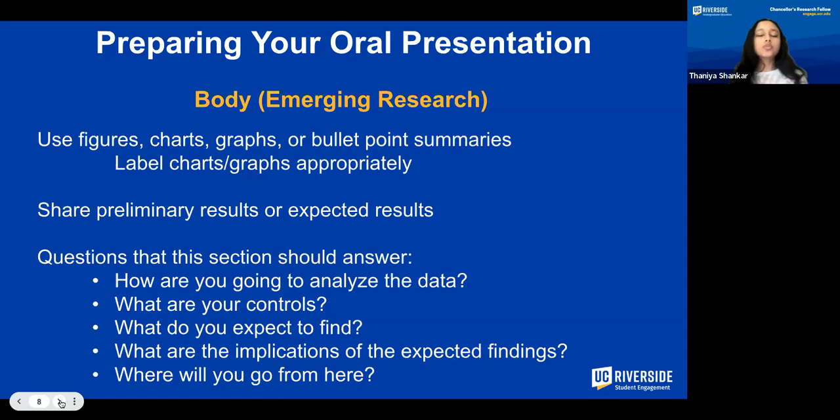What are your controls? What do you expect to find? Once again, what are the implications of your expected findings? So whatever you expect to find, how does that help the overall discipline of your research? And where will you go from here? Like the completed research as well.